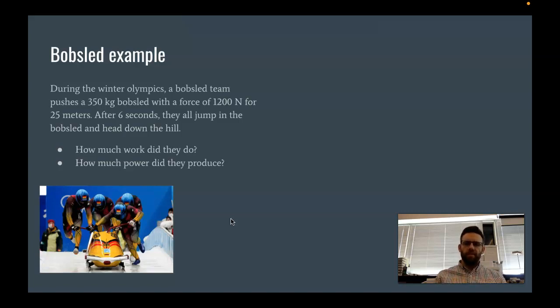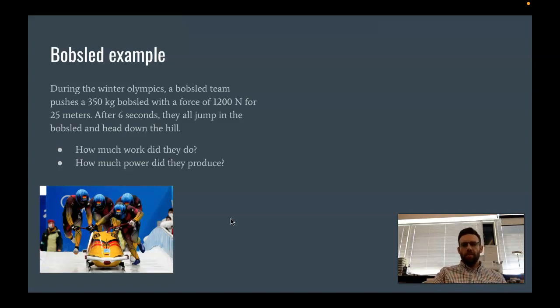If you've never seen bobsledding or if you're not too familiar, basically 4 people will push this sled and they have a certain distance to push it, give it some kinetic energy, get it some speed, and then they all jump in and go down this course for about a minute. So after about 6 seconds, they all jump in the bobsled and they head down the hill. So my question is, how much work did they do and how much power did they produce?